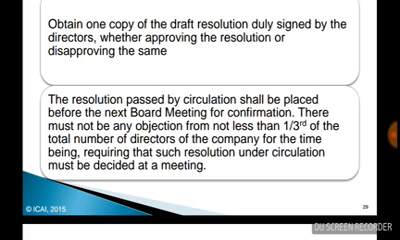And if 1/3 of the total directors, remember this, 1/3 of the total directors decide not to decide this transaction based on resolution by circulation, and it has to be discussed in the board meeting, then it won't be discussed through resolution by circulation. It has to be put up at the board.